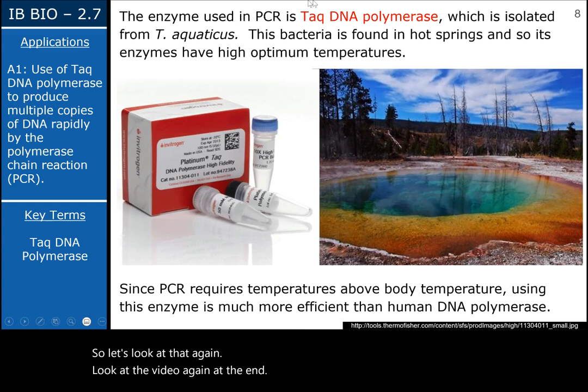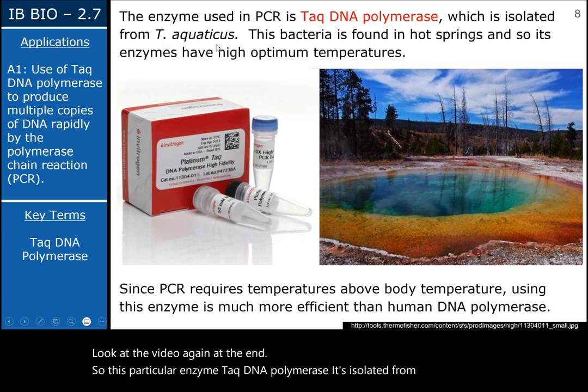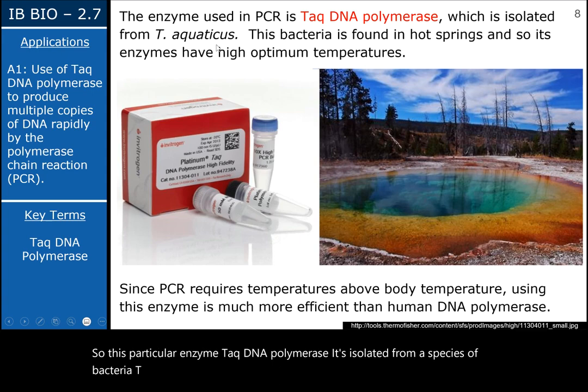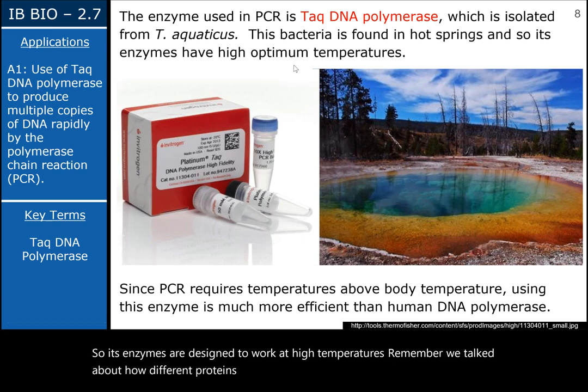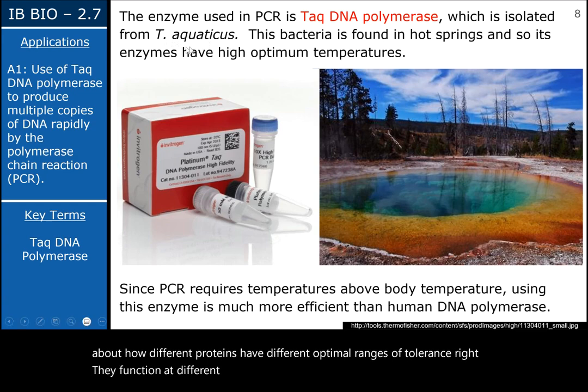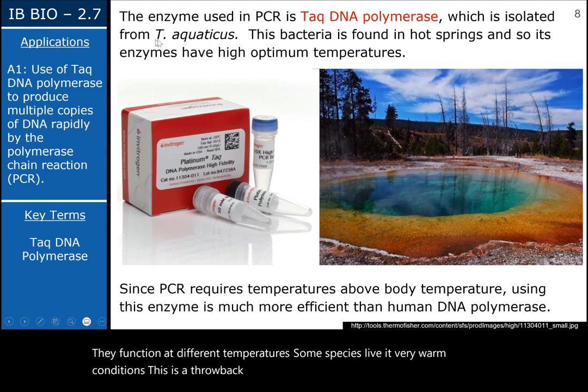So this particular enzyme, Taq DNA polymerase, it's isolated from a species of bacteria, T. aquaticus, and it's found in hot springs. So its enzymes are designed to work at high temperatures. Remember, we talked about how different proteins have different optimal ranges of tolerance, right? They function at different temperatures. Some species live at very warm conditions. This is a throwback, right? Some work under very hot conditions. Some work under very cold conditions.